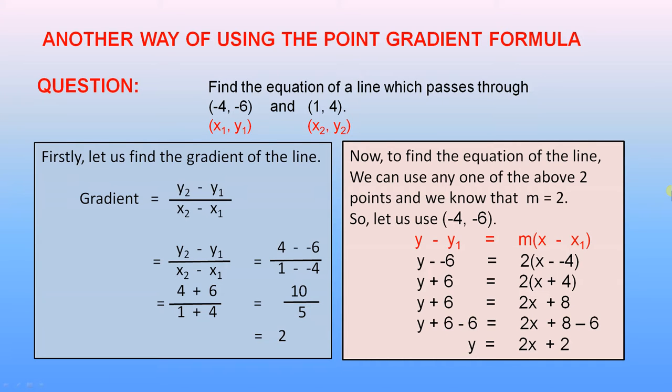Another way of using the point gradient formula. Question. Find the equation of a line which passes through minus 4, minus 6, and 1, 4. Now, minus 4, minus 6, I've represented by x1, y1, and 1, 4 is x2, y2. Firstly, let us find the gradient of the line. So remember, the gradient is the difference of the y values over the difference of the x values. So the gradient is y2 minus y1 over x2 minus x1.